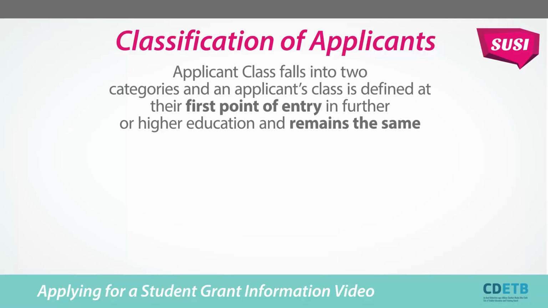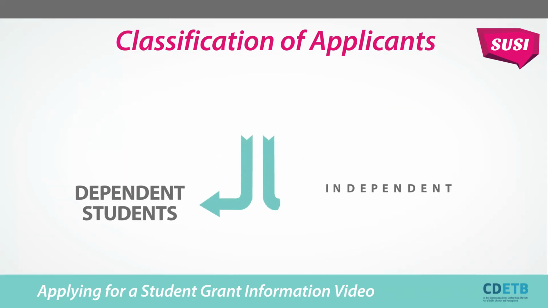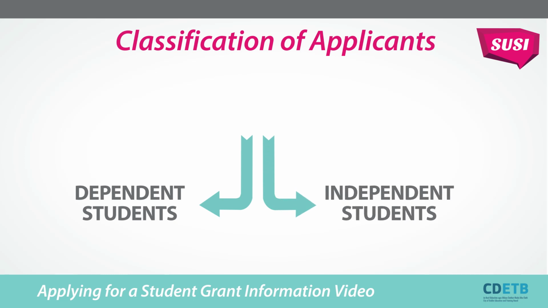Applicant class falls into two categories, and an applicant's class is defined at their first point of entry in further or higher education and remains the same. That is, dependent students or independent students.